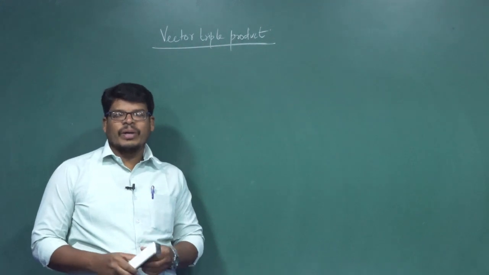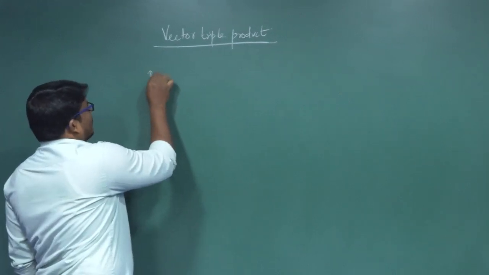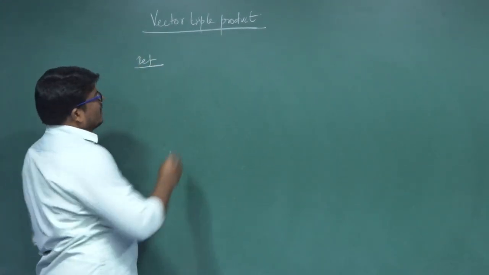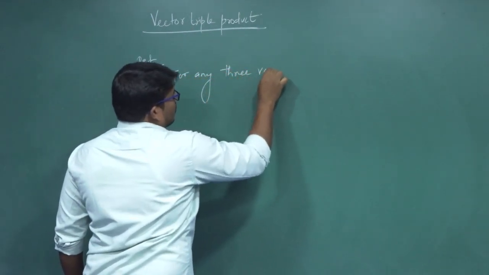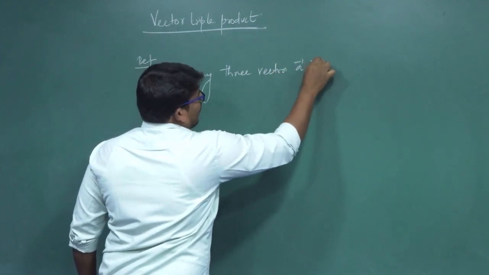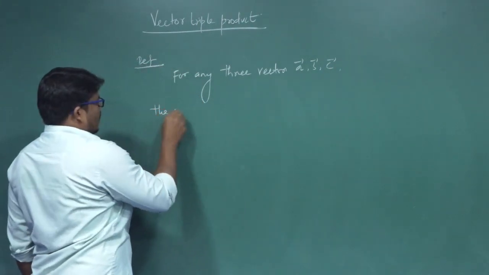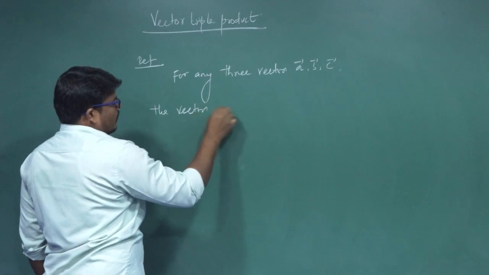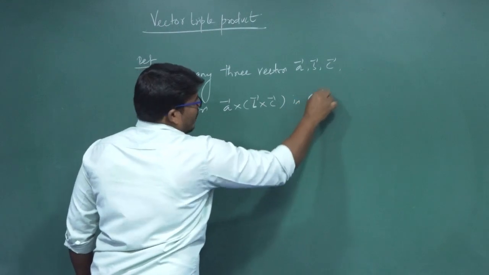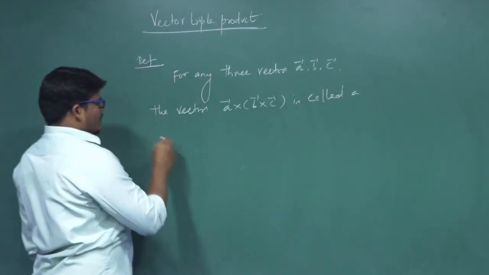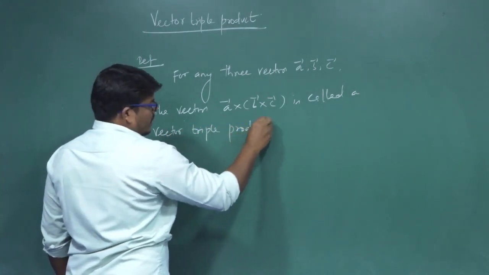Hi students, today we are going to discuss vector triple product. By definition, for any three vectors A vector, B vector, C vector, the vector A vector cross B vector cross C vector is called a vector triple product.